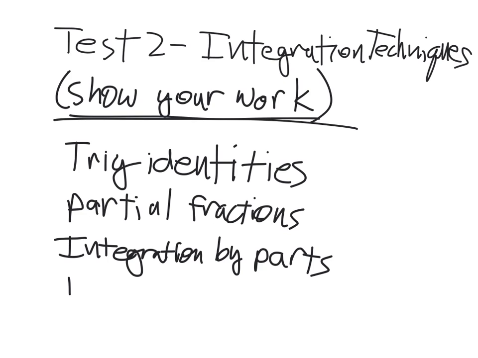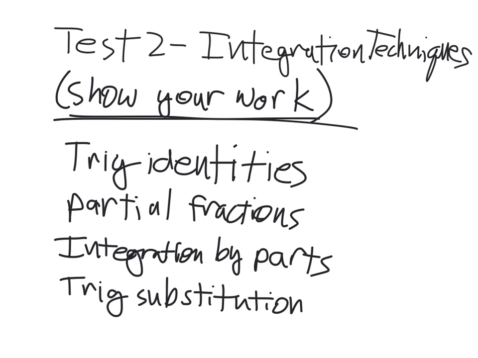Trig substitution. Those are more, if we start out with the square root of x squared minus 4, or 1 over 9 plus x squared, that would be a good trig substitution. Again, using those trig identities, but that's definitely something you'll want to write down, which substitution for what type of integral.